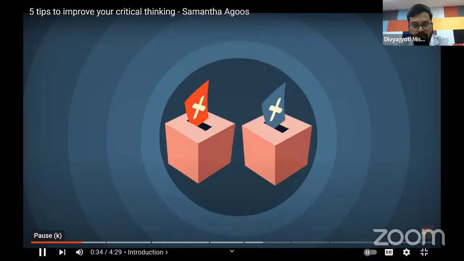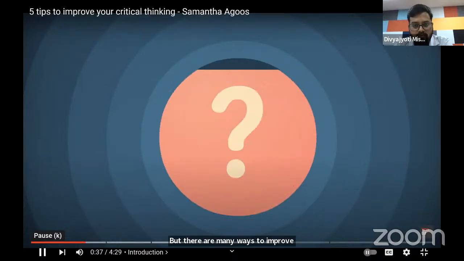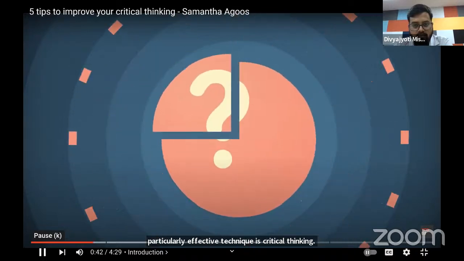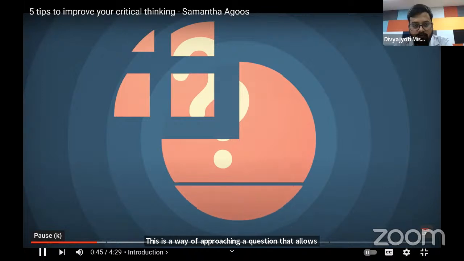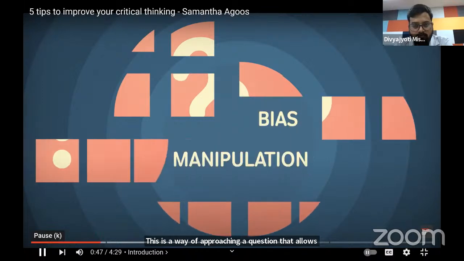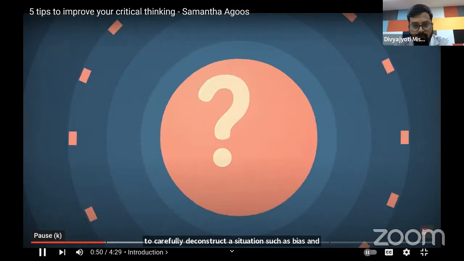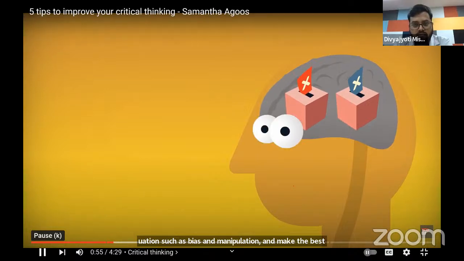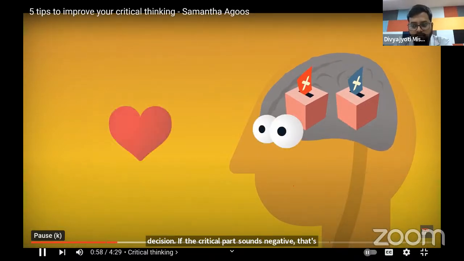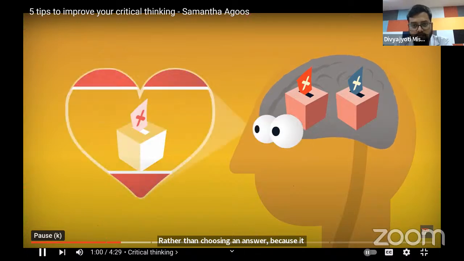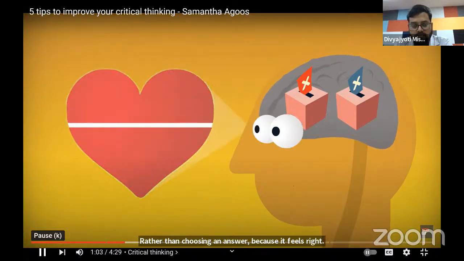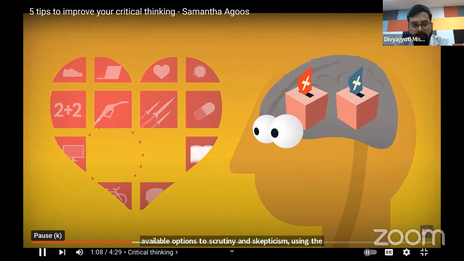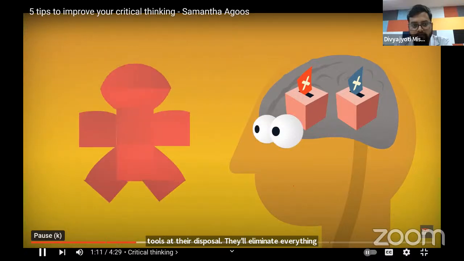But there are many ways to improve our chances, and one particularly effective technique is critical thinking. This is a way of approaching a question that allows us to carefully deconstruct a situation, reveal its hidden issues, such as bias and manipulation, and make the best decision. If the critical part sounds negative, that's because, in a way, it is. Rather than choosing an answer because it feels right, a person who uses critical thinking subjects all available options to scrutiny and skepticism. Using the tools at their disposal, they'll eliminate everything but the most useful and reliable information.